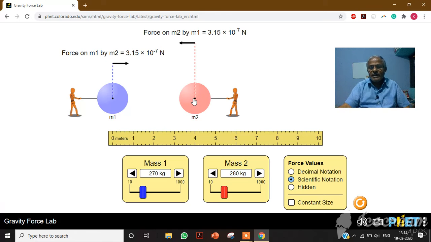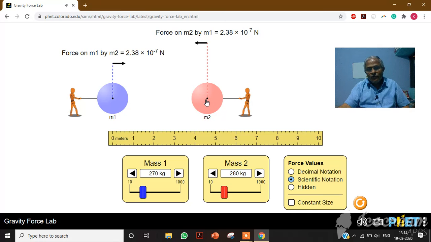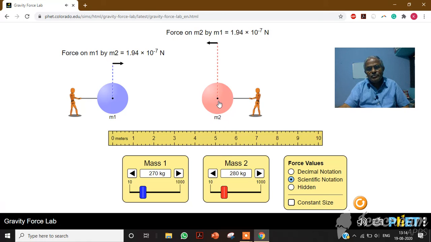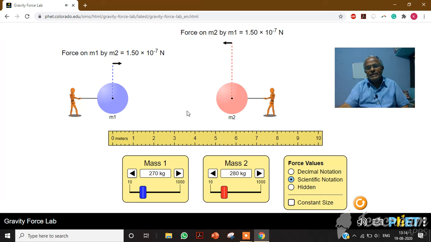Now, again we are increasing the distance. You observe, if you increase the distance between them, the force of attraction will be decreased. You observe, it is now 3.15. Now, it is decreasing to 2.86, 2.73, 2.49, 2.28. Now, we are going up to 6 meters. So, if you increase the distance, the force of attraction is decreased to 1.50 × 10^-7 newtons.